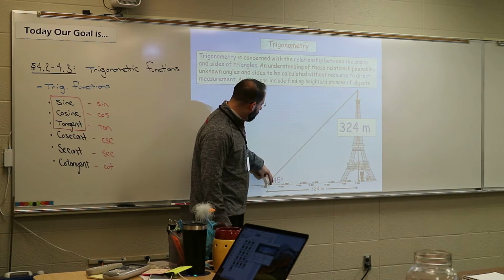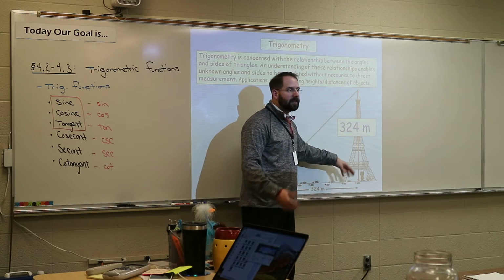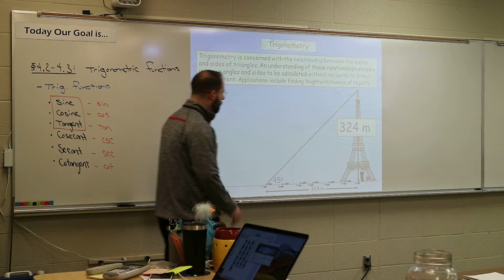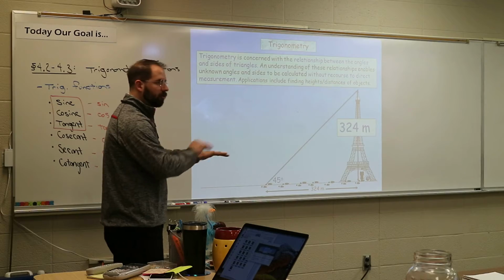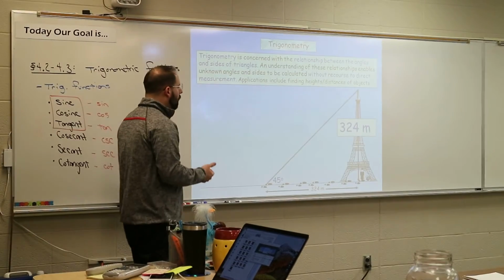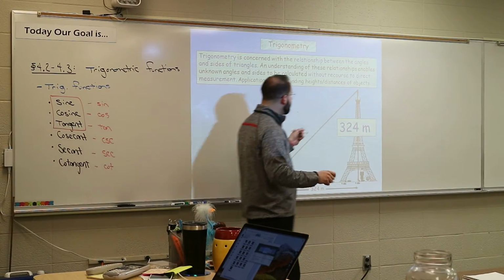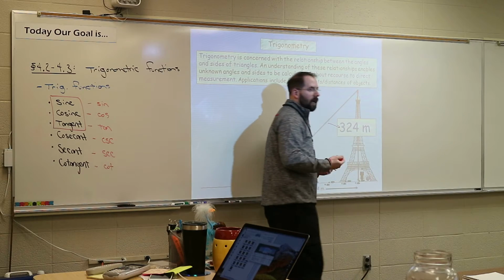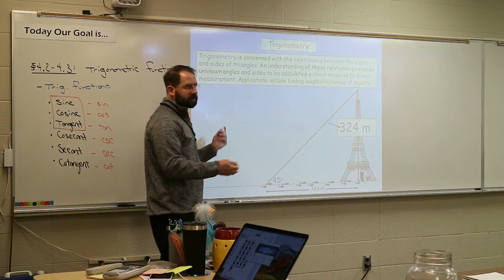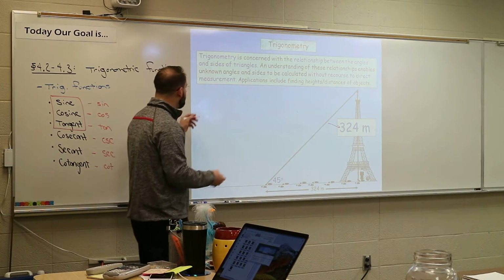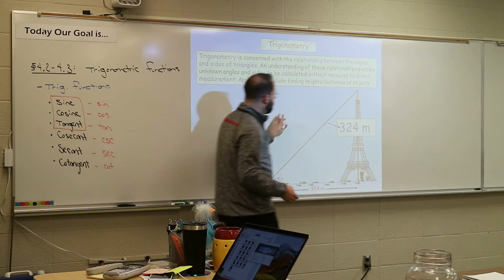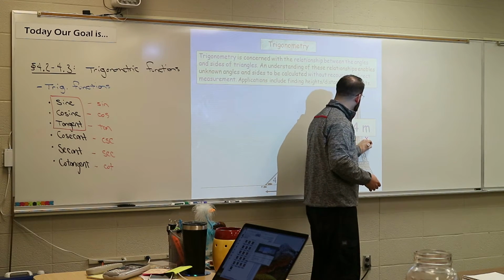You were standing, when you took your steps, exactly 324 meters away. Maybe you measured it, you had a ruler, or you just measured your feet and measured it out. But we can actually find this height without having to climb it because of these trig functions that I'm telling you.